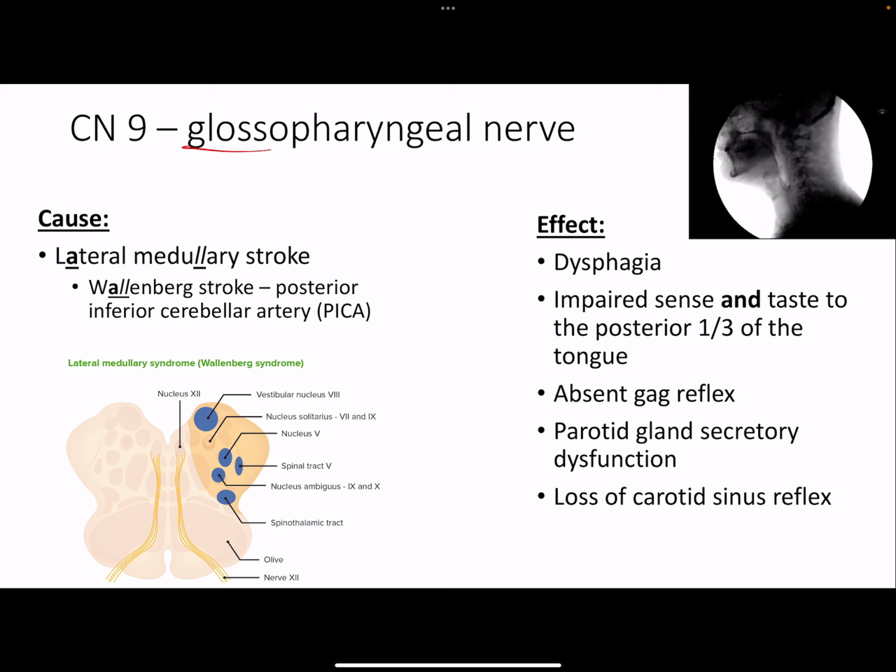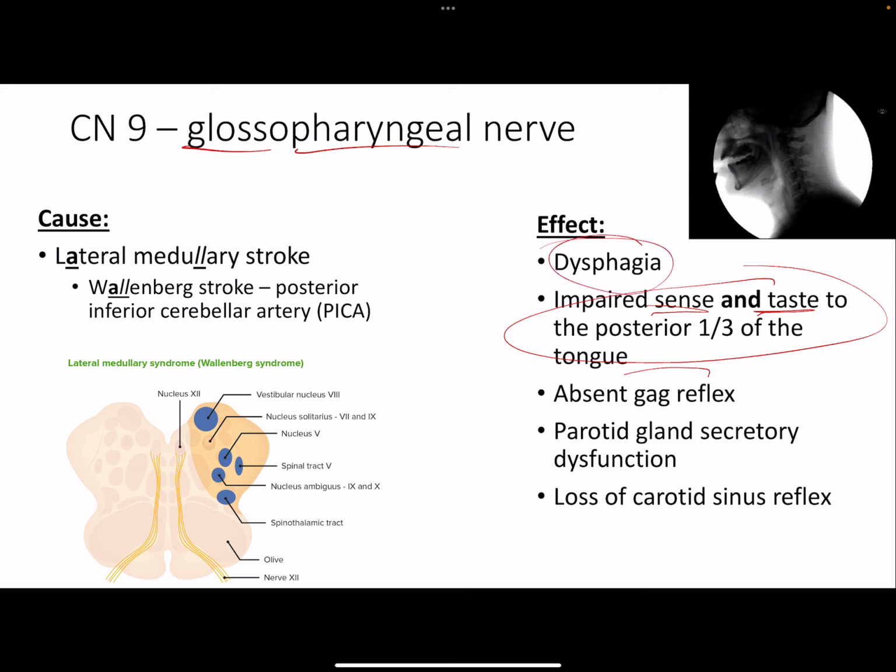Glossopharyngeal: tongue, pharyngeal, pharynx. It's going to the posterior 1/3 of your tongue. It does sense, so like temperature and taste. It also goes to the pharynx, so it's important for swallowing, so you'd have dysphagia, no gag reflex.